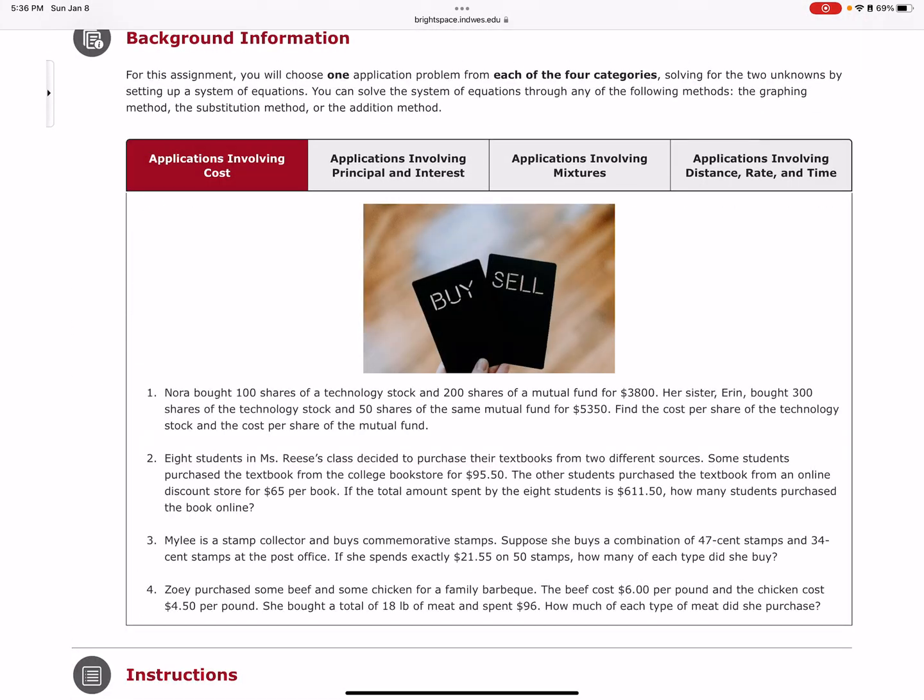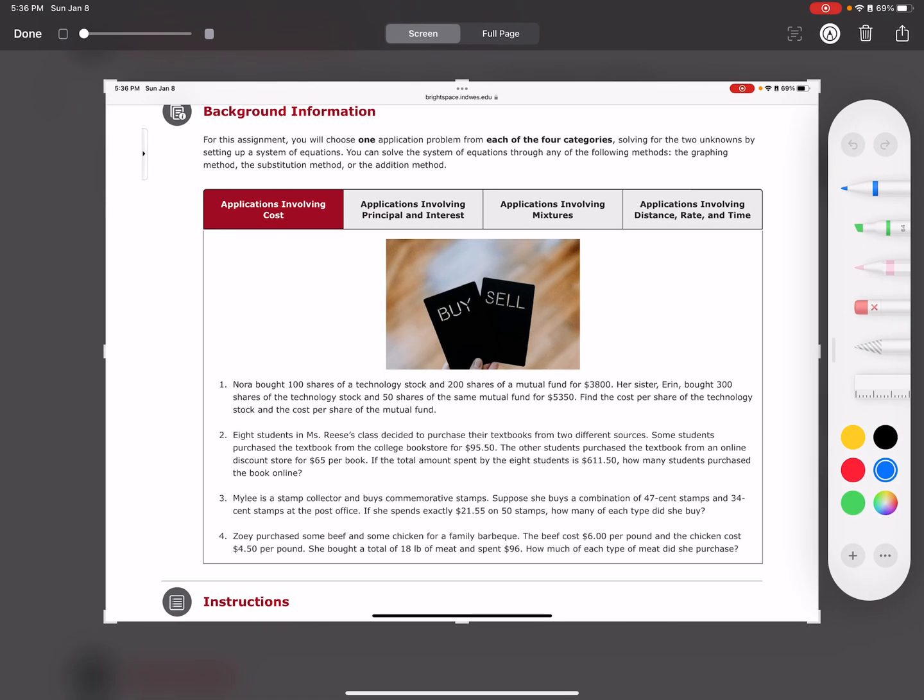I'm just going to show you an example here, and I'll show you kind of how to write this together. So what I would do if I chose this one, for number 1: Nora bought 100 shares of stock, and I'd say, okay, x equals tech stock, and 200 shares of mutual fund, so y equals mutual fund, and she spent $3,800. And then Aaron bought 300 and 50 shares of this one for $5,350. All right, so that's step 1.